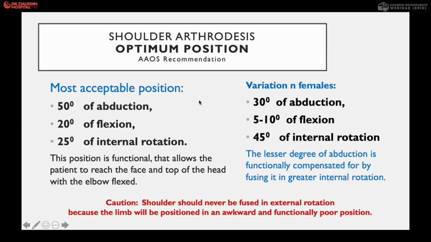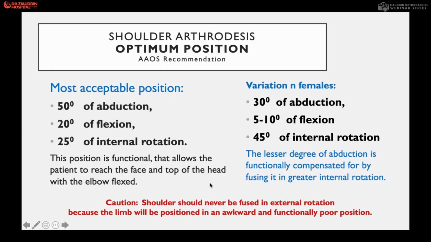These are the most acceptable positions for the shoulder fusion: 60-degree abduction, 20-degree flexion, and 25-degree internal rotation. But some people advise in females 30-degree abduction, 5 to 10-degree flexion, and greater internal rotation because of their activity of hand, the combing of the hair and the anterior positions. Here, the lesser degree of abduction is compensated with the greater degree of internal rotation.